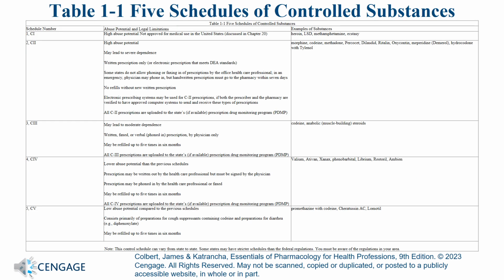Alright, so I'm putting a table here of the 5 schedules of the controlled substances just to give you a vision, but make sure to look inside your ebook, because this is very vital information and we really need to know it. So if you look at C1, the potential and legal limitation is high abuse potential. It's not approved for medical use in the United States, which is discussed more later in chapter 20. Examples of substances are heroin, LSD, methamphetamine, and ecstasy. These are examples, but make sure you read these and get very familiar with them.